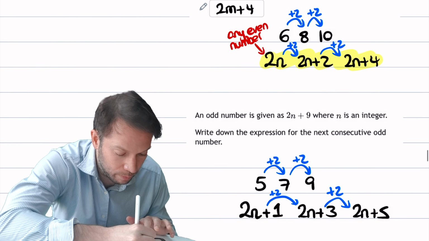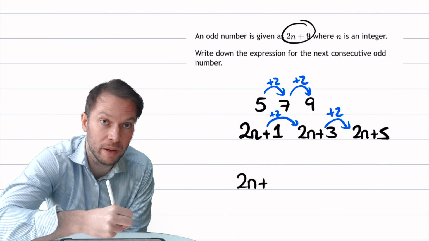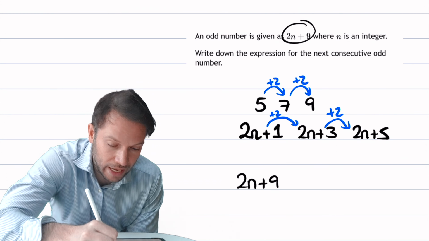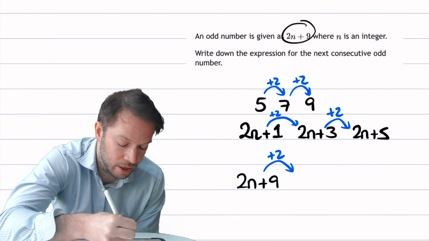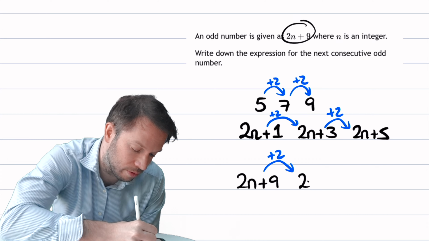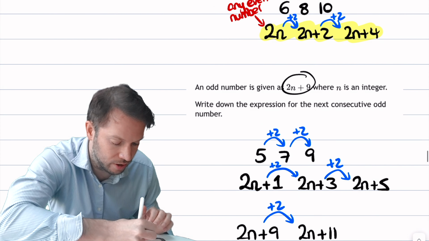Now, specifically here, we're given 2n plus 9. So if we had 2n plus 9, which represents an odd number, then if we add 2 to get to the next odd number, consecutive odd number, 9 plus 2 is 11, so it's going to be 2n plus 11. So that is the answer. It's going to be 2n plus 11.